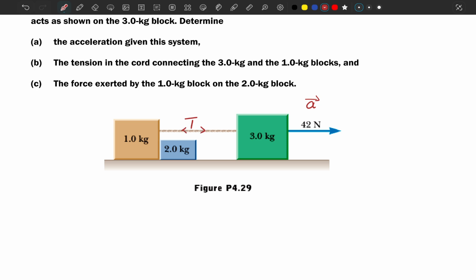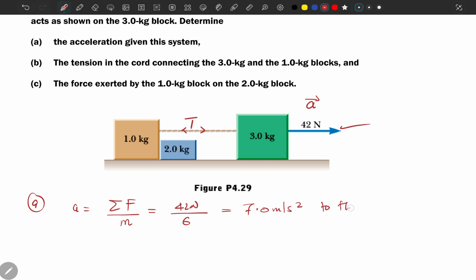All right, since this is a system and they are connected, the acceleration is just given by the sum of forces over total mass. The force here is 42 newtons, and the masses are 1 plus 2 plus 3, which gives us 6, and this will give us 7.0 meters per second squared. Of course, to the right, horizontally.